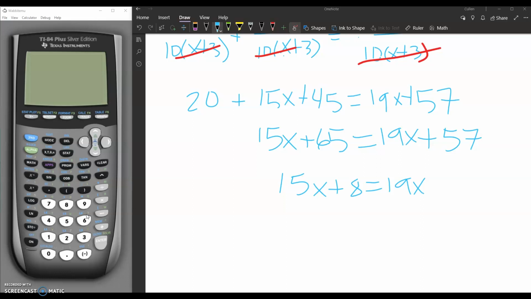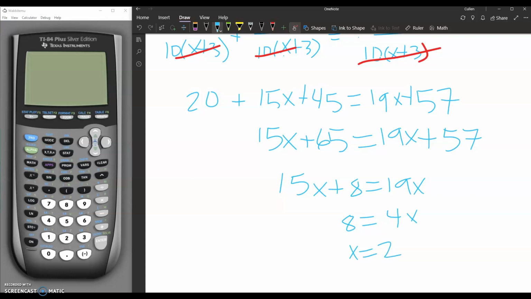So now I'm going to subtract the 15x from both sides, and I will get 8 equals 19 minus 15, which is going to give me 4x. And then divide both sides by 2, and I guess x equals 2.